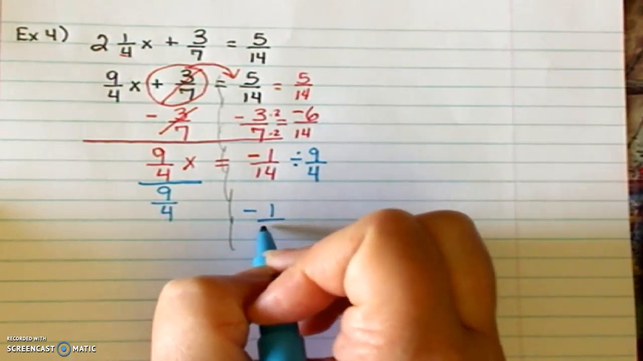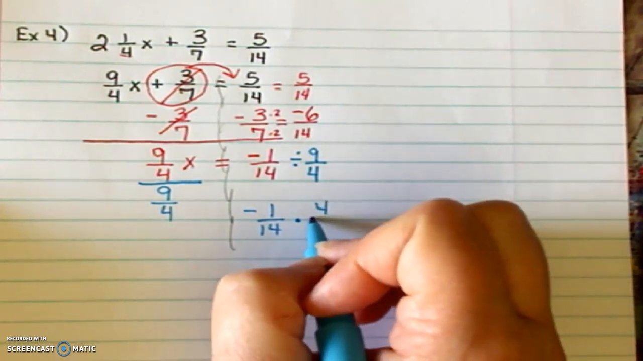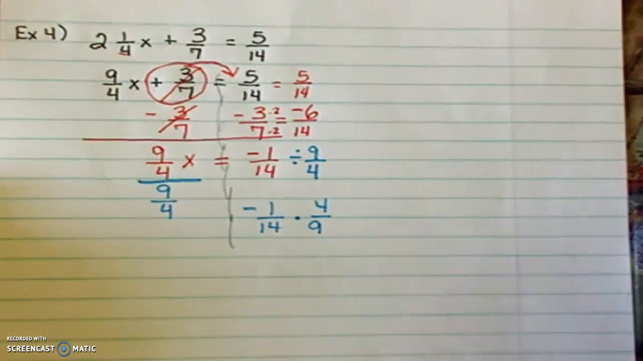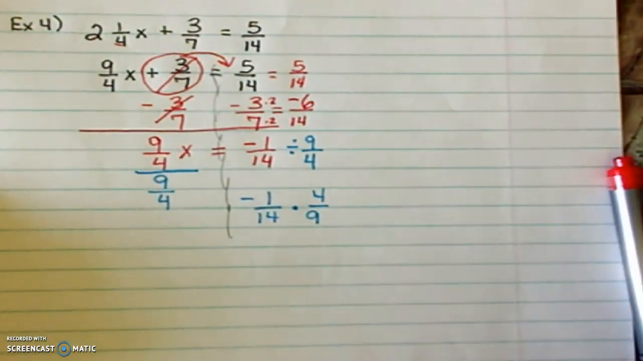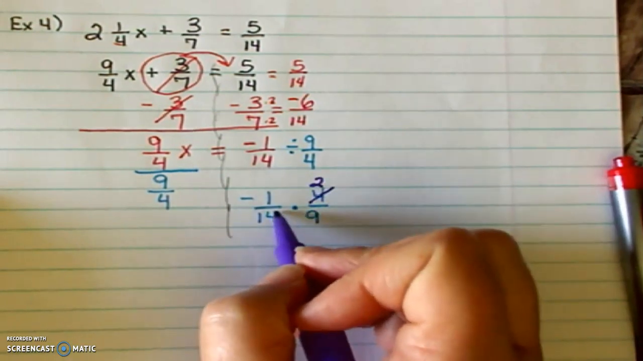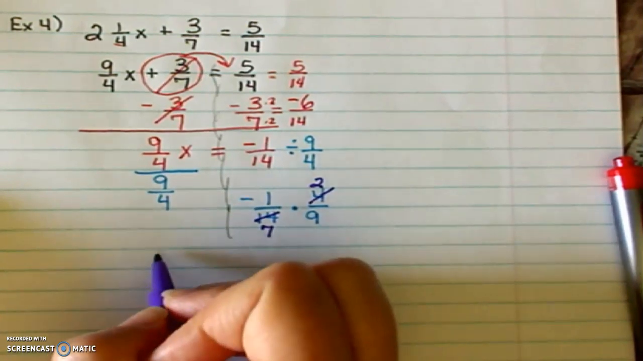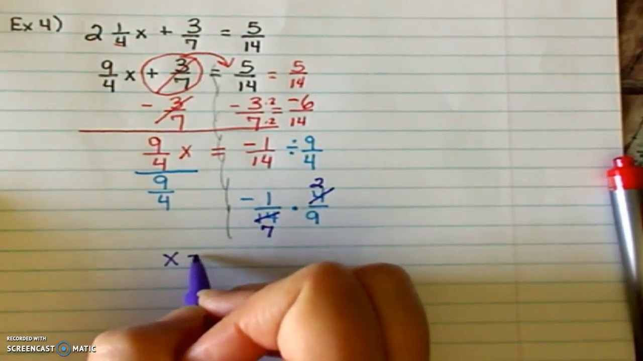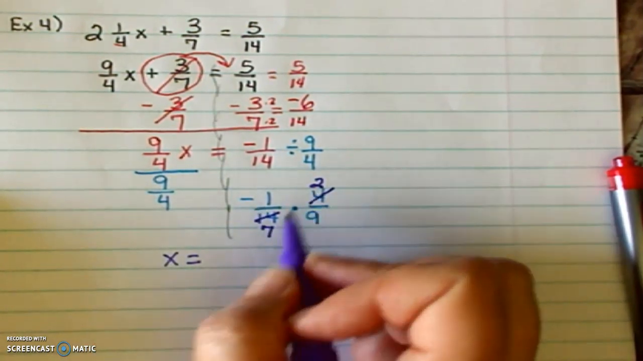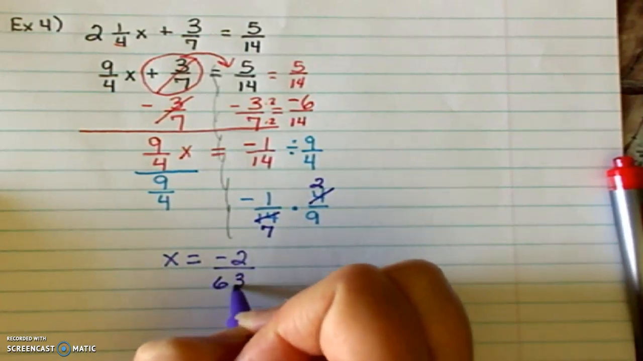So it's negative 1/14 times, keep, change, flip, 4/9. Now you can reduce, so go ahead and multiply those. 2 goes into 4 2 times, and 2 goes into 14 7 times. So what you are left with is x is equal to negative 1 times 2 is negative 2, and 9 times 7 is 63.